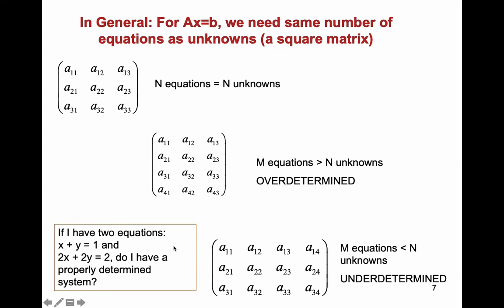Okay, so for instance, one simple example. If I have x plus y is 1 and 2x plus 2y is 2, do I actually have a properly determined system? Do I have a unique solution? So the second one is twice the first. So that's a simple equation. It doesn't bring any new constraint, any new information. Therefore, I'll really only have one equation. Is that a problem always? No, I just have more options here.